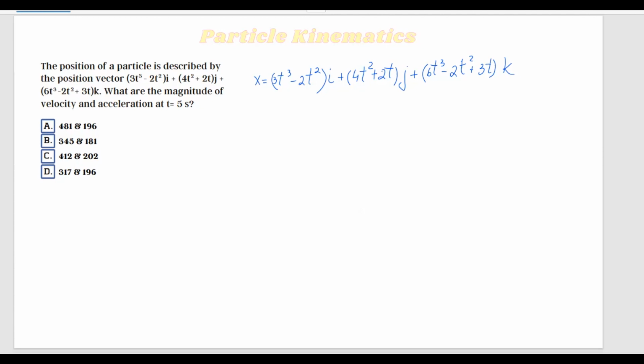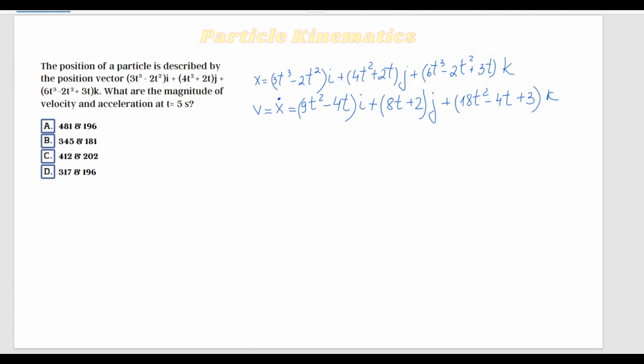Now we need to find the velocity vector. And we know the velocity vector is nothing else but the first derivative of the position vector. So let's do just that. We're going to have (9t squared minus 4t)i. There you go. And then here we're going to have (8t plus 2)j. And then we're going to have (18t squared minus 4t plus 3)k.